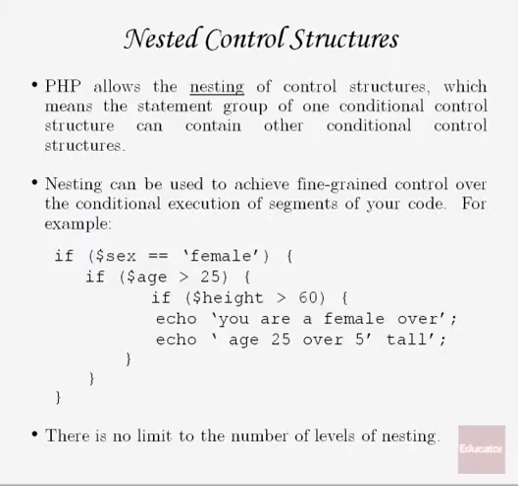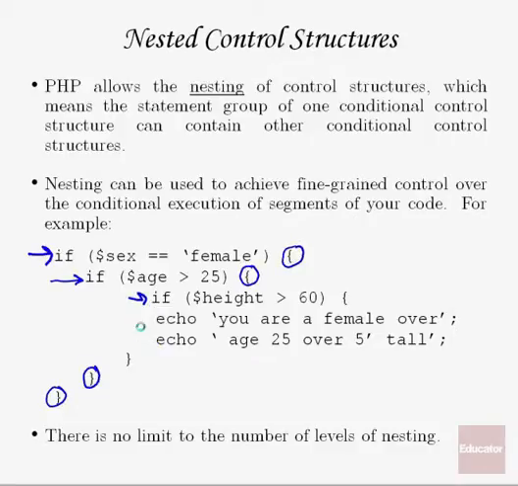Basically, nesting control structures means that within the statement group of one conditional control structure, you include another conditional control structure. So for example, if we have an if statement with its test condition and then its opening brace, these opening and closing braces define the statement group of that if statement. Well, within this if statement, we've actually included another conditional control structure, another if statement. And then within this if statement, we've included another conditional control structure. And these actually should be indented one further.